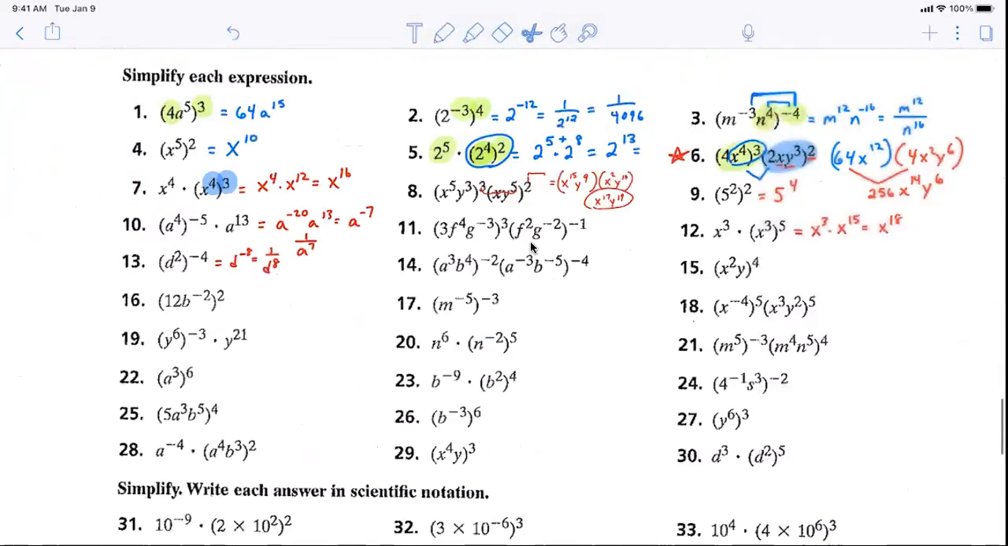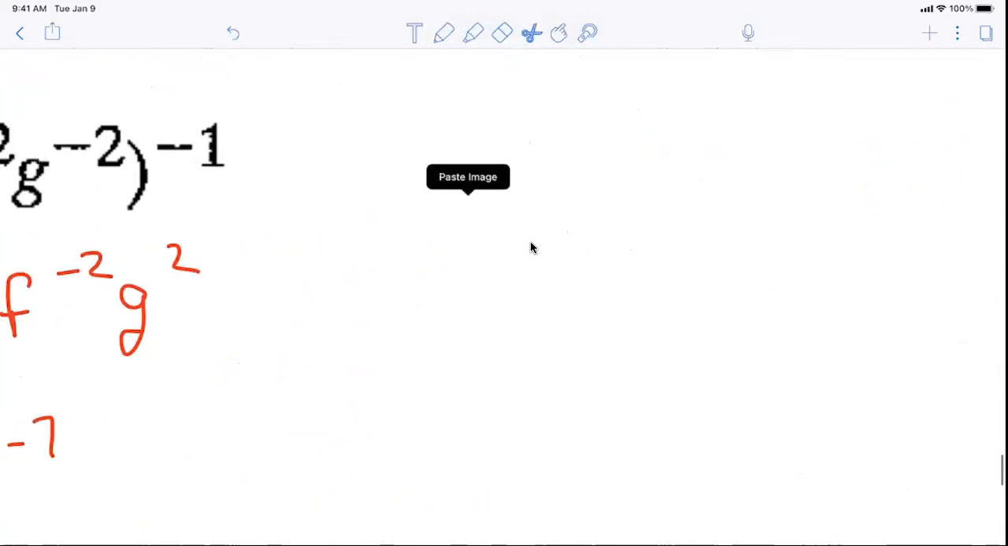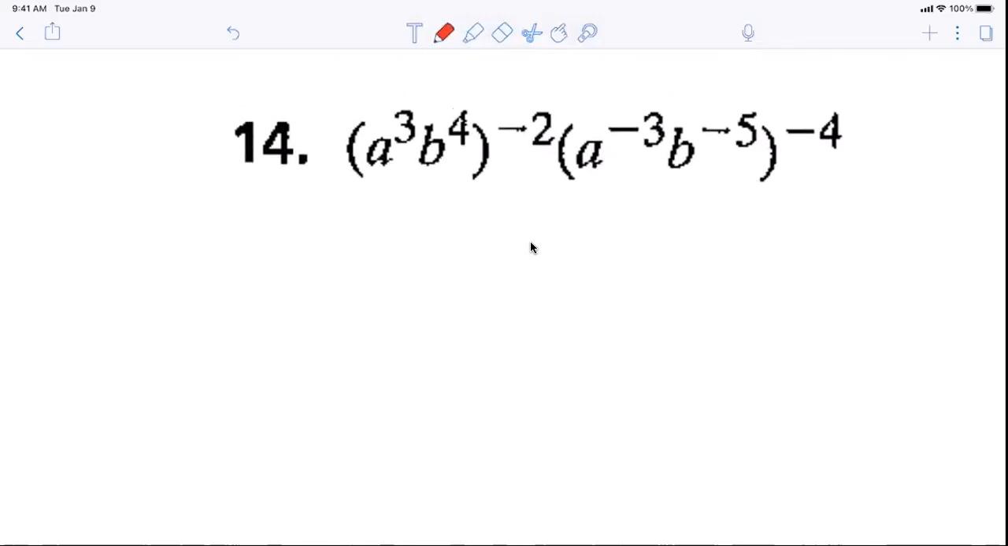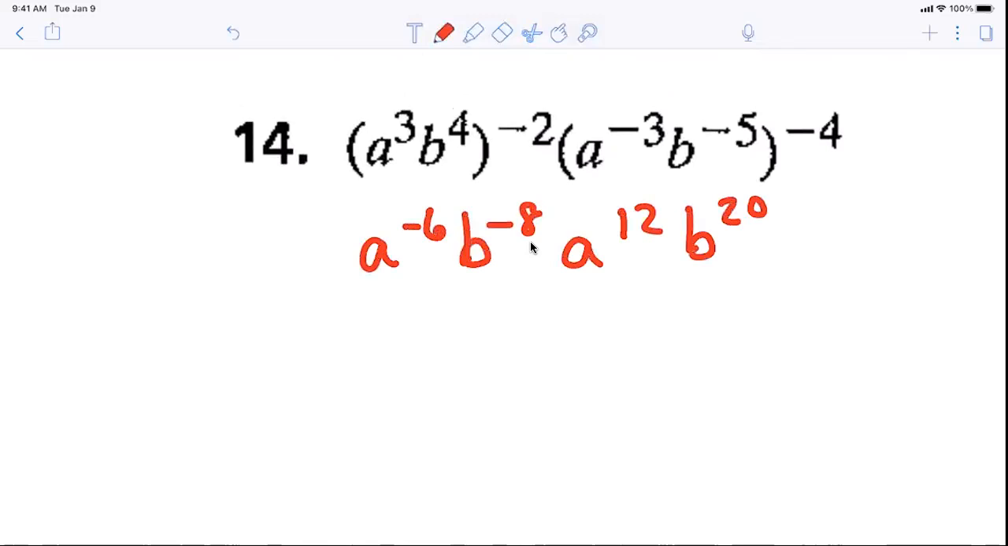Oh, great, Lily. All right, let's see if she can get one right this year. Go. Okay, so you have a to the negative 6, and then b to the negative 8, and then a to the 12th, and b to the 20th, and then a to the 6th, and b to the 12th. Amazing. Thank you so much.